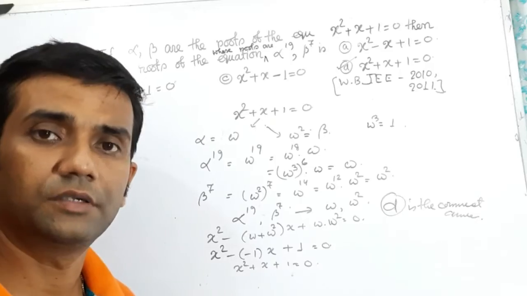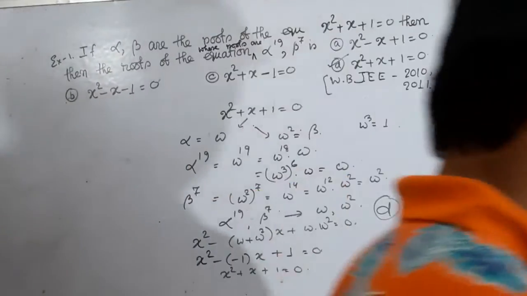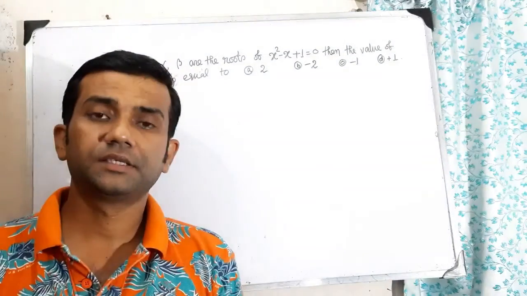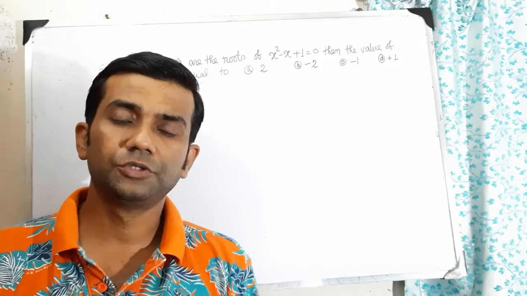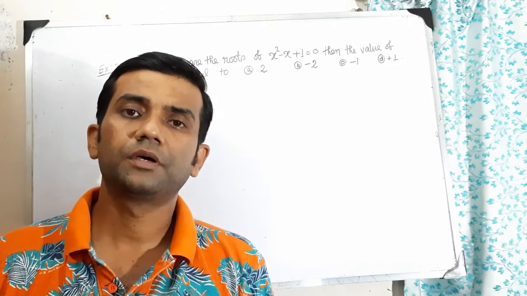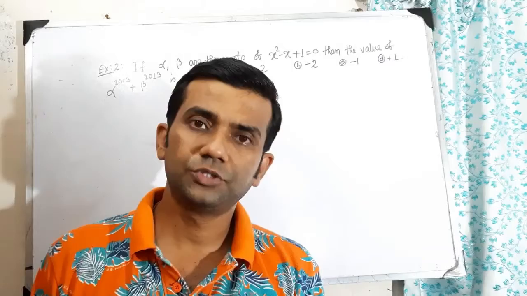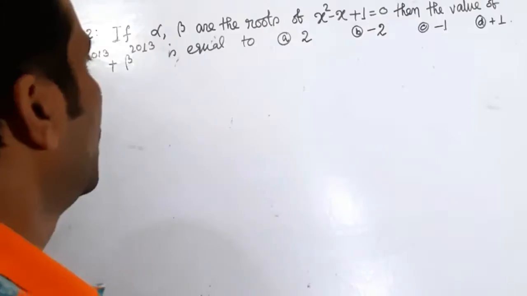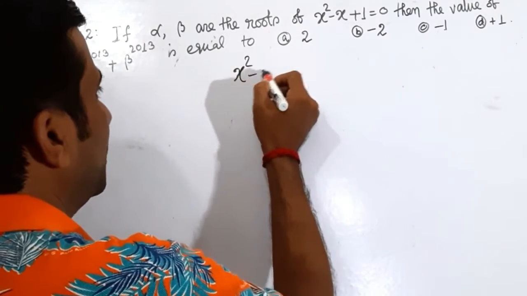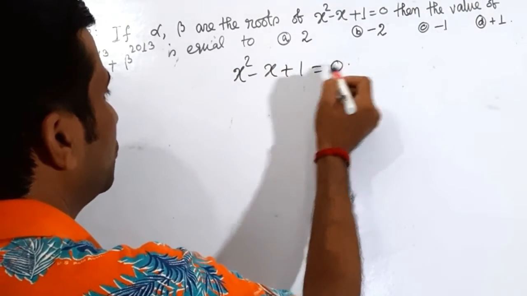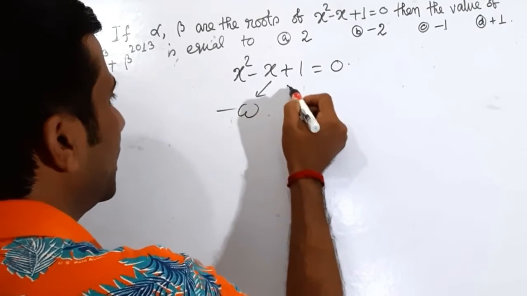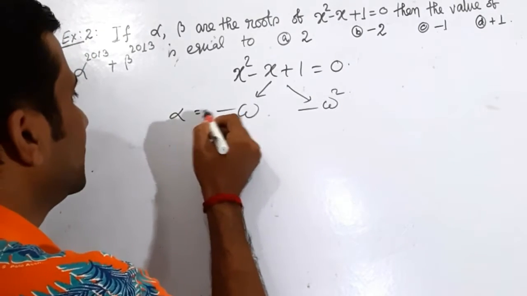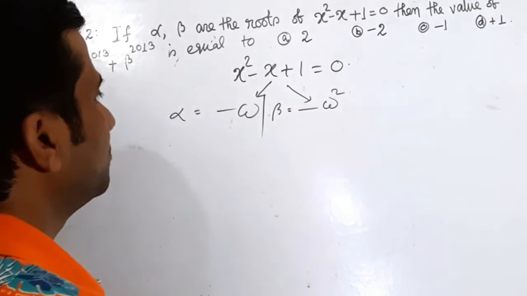Now we try for the next example. Now in the next example, as we know earlier that the roots of x square minus x plus 1 is equal to 0 are minus omega and minus omega square. So we know that x square minus x plus 1 is equal to 0, whose roots are minus omega and minus omega square. Now we denote it, this is alpha and this is beta.